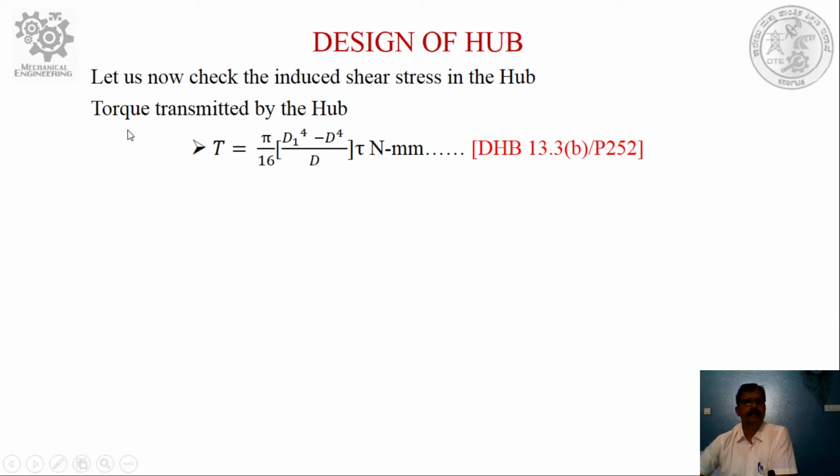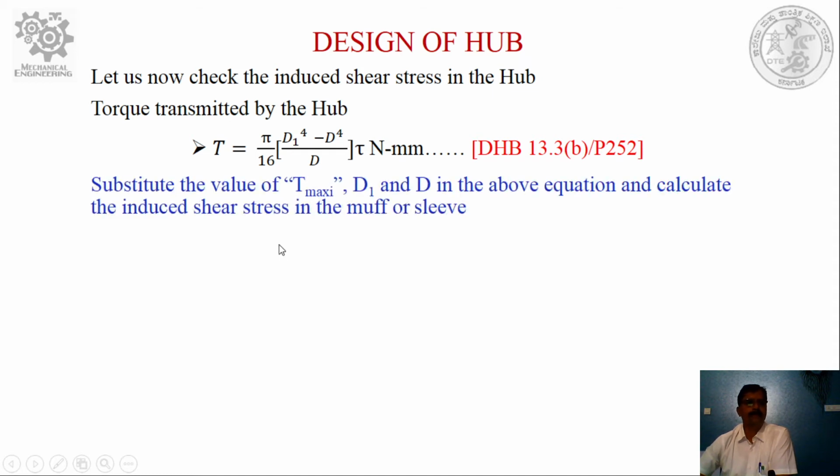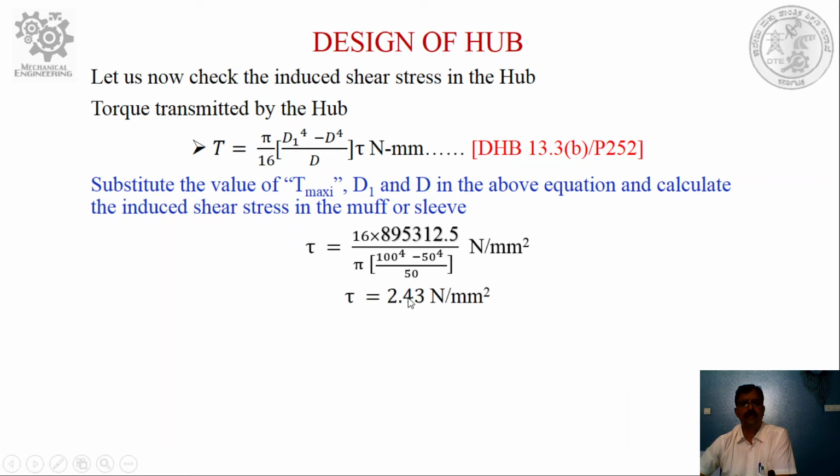Here we are going to assume the hub as a hollow shaft. Now we are going to extract tau, the induced stress, from the equation. Substitute the values of T maximum, d1 and d in the above equation and calculate the induced shear stress in the muff or the sleeve. Tau is equal to 16 into 895312.5 divided by pi into (100 to the power 4 minus 50 to the power 4) divided by 5. Finally we got tau equal to 2.43, that is the induced shear stress in the hub material, assumed as a hollow shaft.